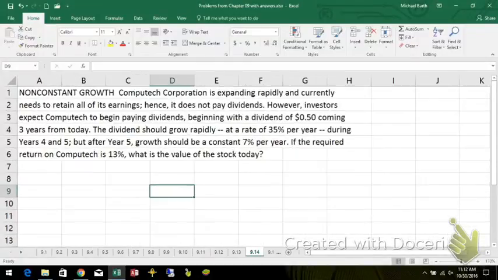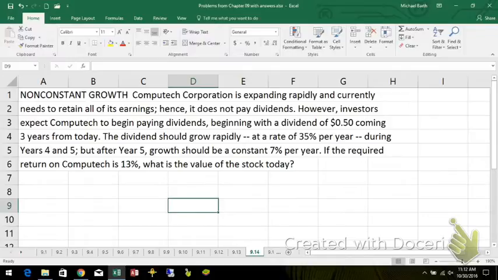This is problem 9.14 from Fundamentals of Financial Management, Concise 9th edition by Brigham and Houston. And this is another non-constant growth model.